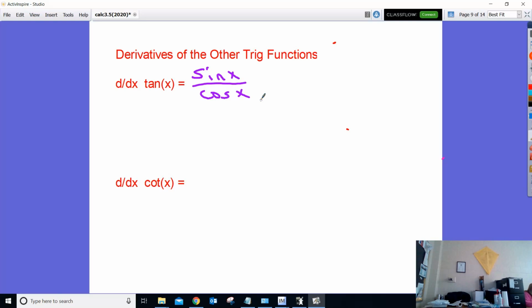So your job isn't actually to find the derivative with respect to x of tangent of x. Your job is to find the derivative with respect to x of sine x over cosine of x. Well, what rule is that? Quotient rule. Okay. Anybody remember the quotient rule, or have you already forgotten it?